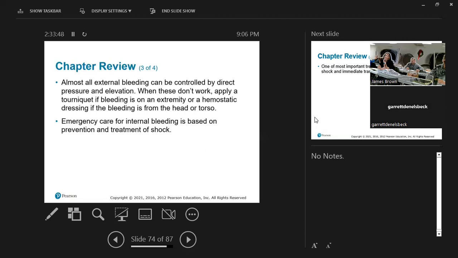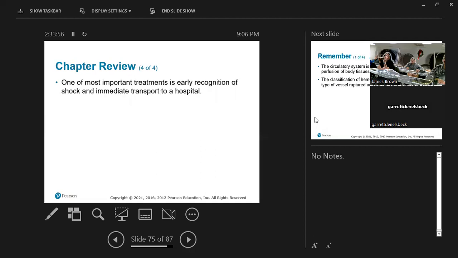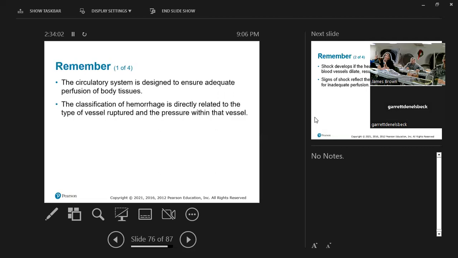And emergency care for internal bleeding is based on prevention and treatment of shock. So if they're internally bleeding, try and keep their pressures up. Yep. Early recognition and rapid transport. The idea is to treat for shock before it starts. So when we get there, the first thing we're doing is checking them, getting their vitals, doing what we need to do to prevent those early signs.